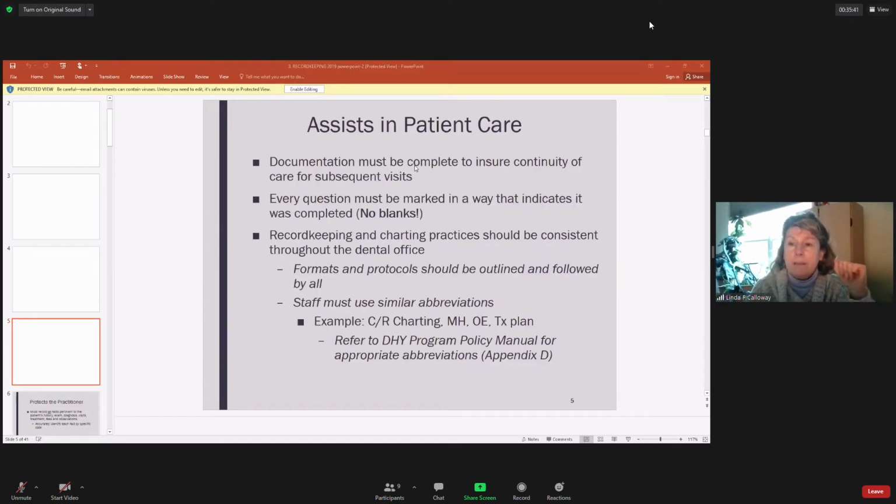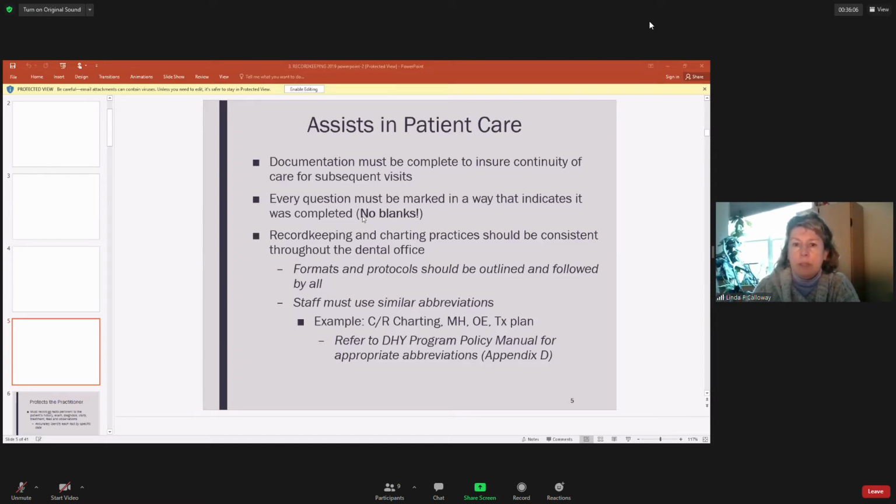If it's not documented and dated and in some way signed somewhere on the form, it's considered that it didn't happen. It doesn't matter how conscientious and how hard you work as a hygienist, you're not protecting yourself if you don't document. There can be no blanks.